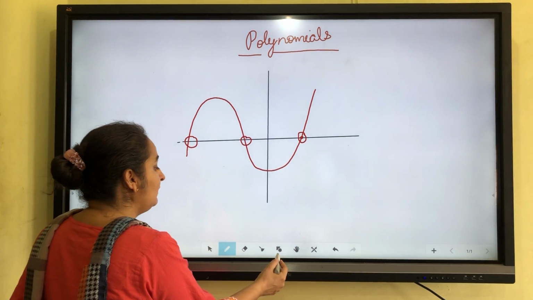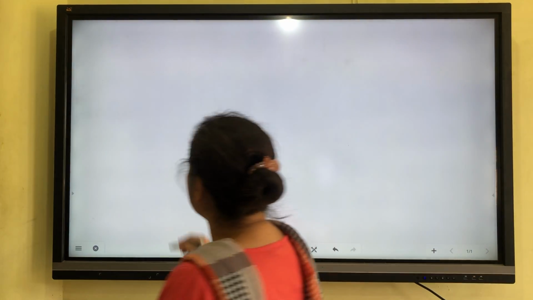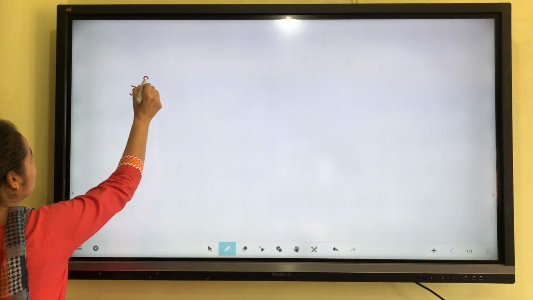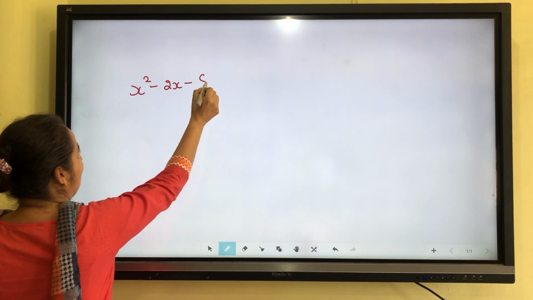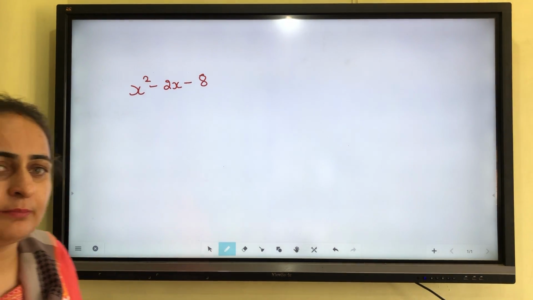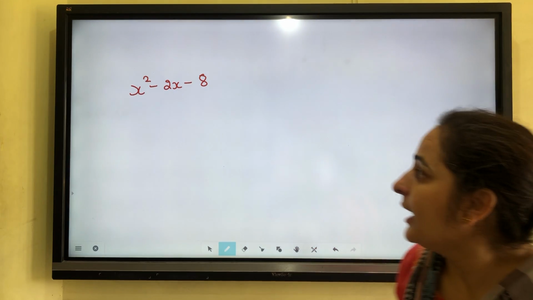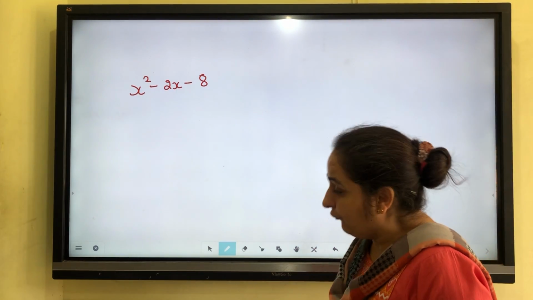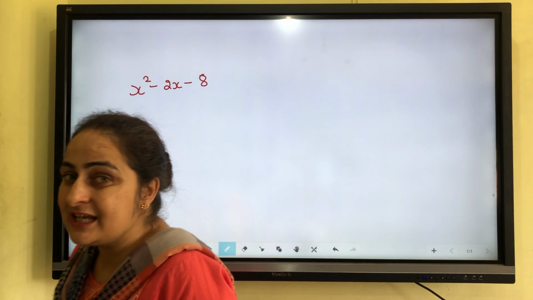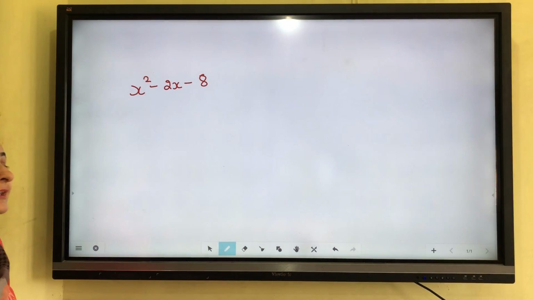Now, the main topic is to find the zeros of any quadratic polynomial and also verify the relation between the two zeros and the coefficients. For example, I am taking one example, that is x square minus 2x minus 8. You all know this is a polynomial because this is an expression in terms of x. Now, what's the degree of the polynomial? That is the highest power of the expression. Here, the degree of the polynomial is 2.